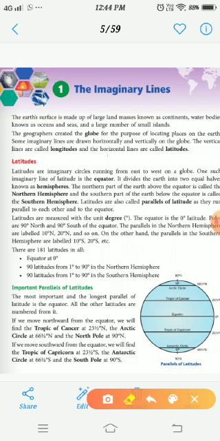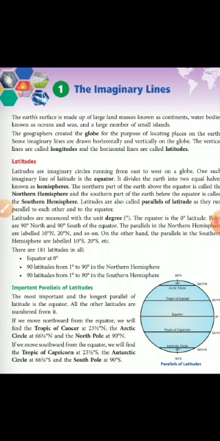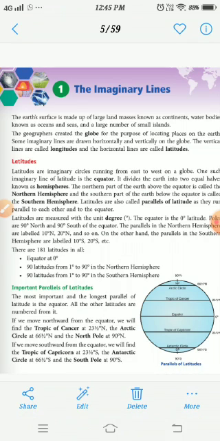Latitudes are the imaginary circles running from east to west on a globe. One such imaginary line of latitude is the equator. It divides the earth into two equal halves. For example, here you can see the picture of latitudes. They are imaginary circles running from east to west on a globe. Here in the center, it is the equator.